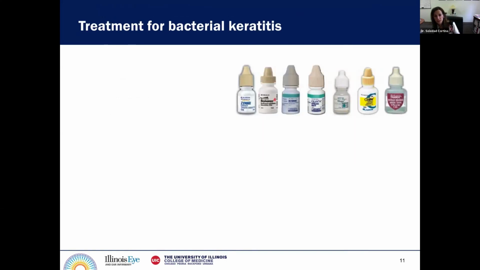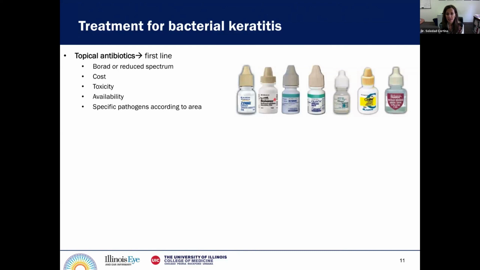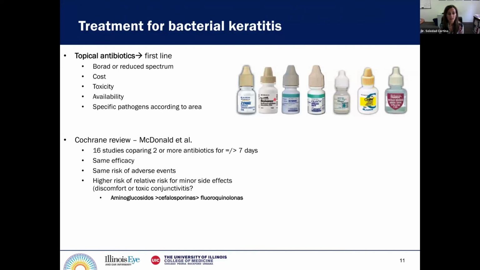What about the treatment for bacterial keratitis? What have we learned recently? Well, we largely treated with antimicrobials. It is the first line topical antibiotics. We have a choice between a broad or reduced spectrum antibiotic. We take into account the cost of the medication we're giving, the toxicity, its availability in the country or area that we're at, and we want to target specific pathogens according to the area that we live in.